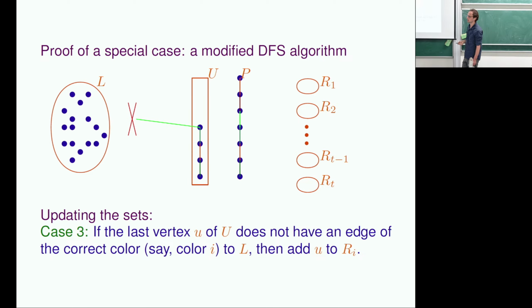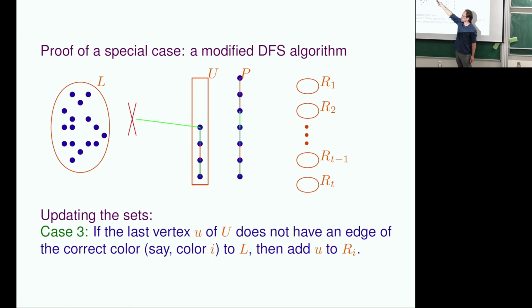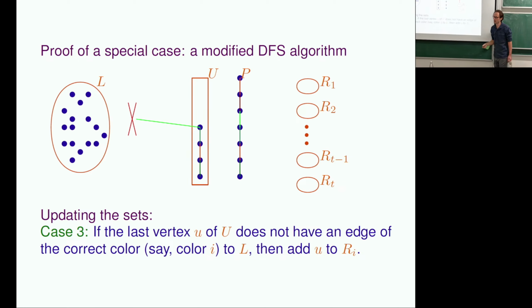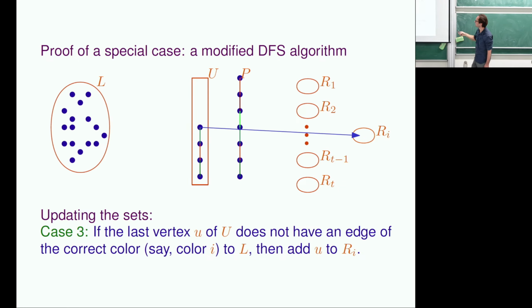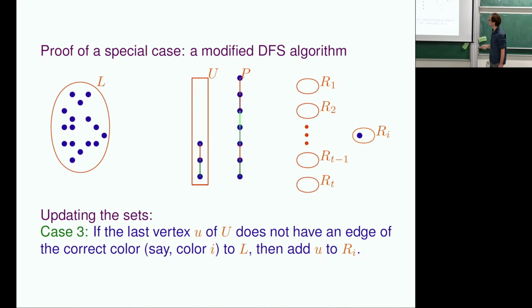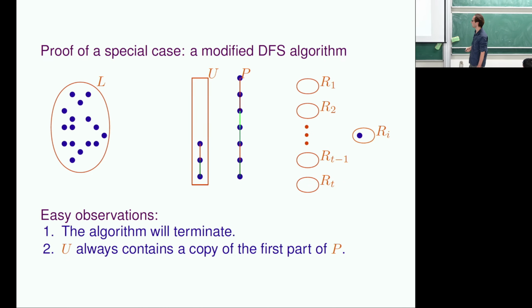Case 3 is, well, there's no guarantee. Maybe at some point we're looking for a light green edge, and none of the light green edges from this vertex are going over into L. So we can't move anything over. So what we do is we move this vertex into the set Ri, where i is this light green color. The colors correspond to the integers 1 to t, and so do these sets on the right. So this is the light green colored set, and now we have a vertex in Ri. And that's the whole algorithm.